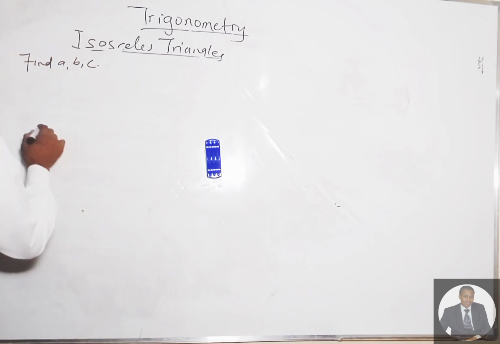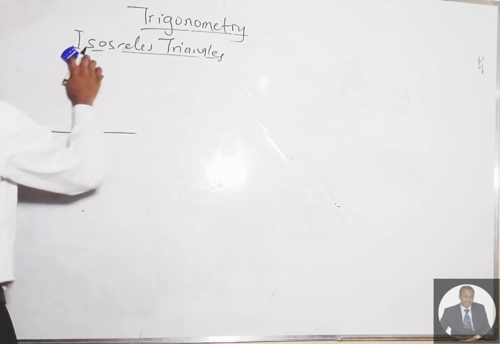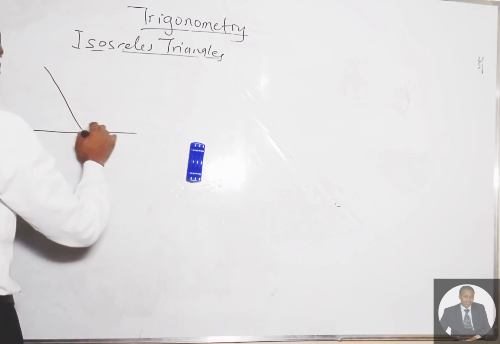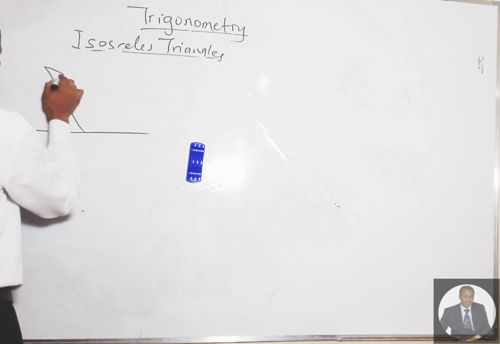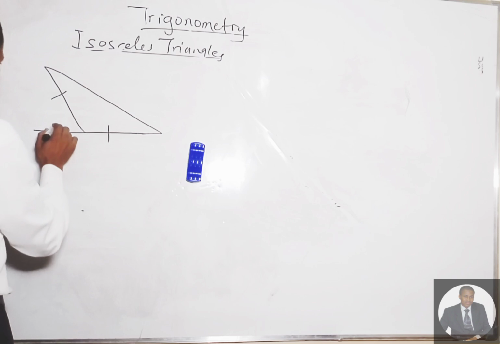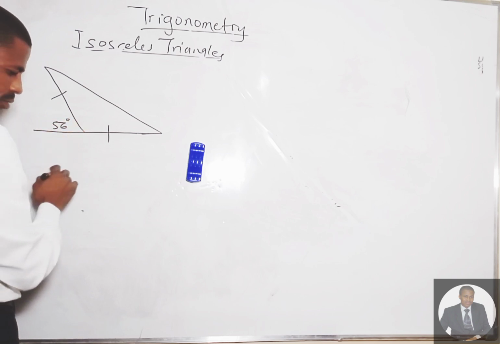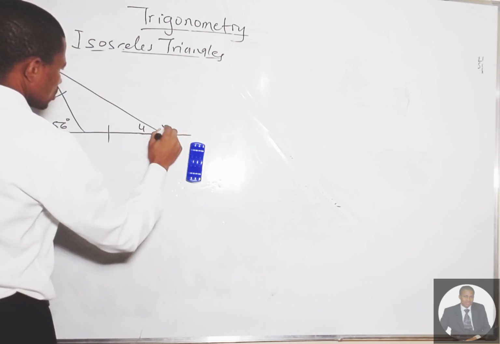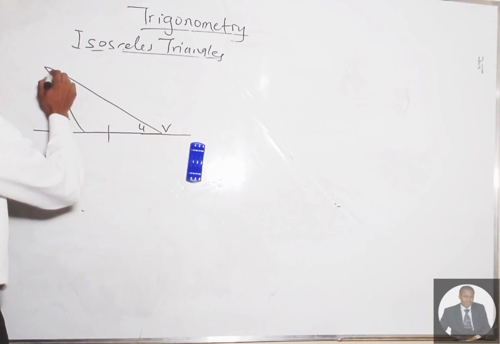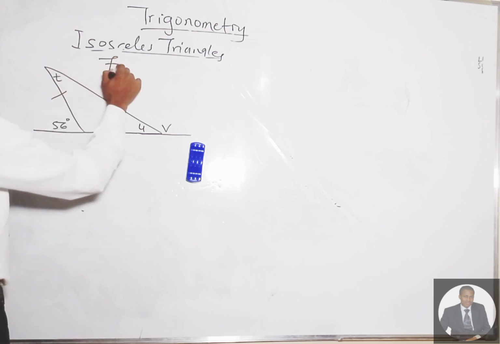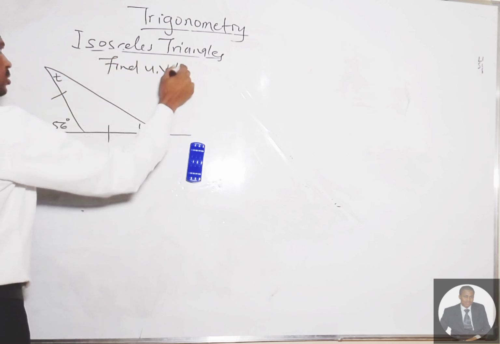Another question is, we have something like this. It's 56 degrees. This is U. This is V. And this is T. I have a question like this. How do we find U, V, and T?